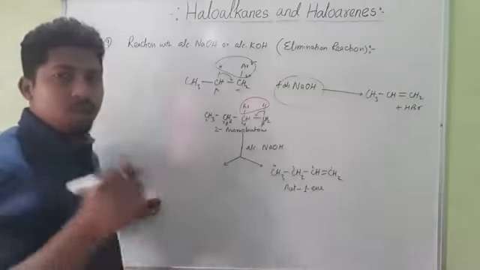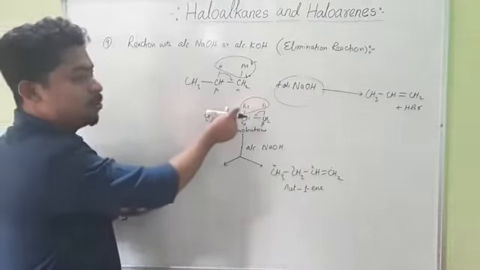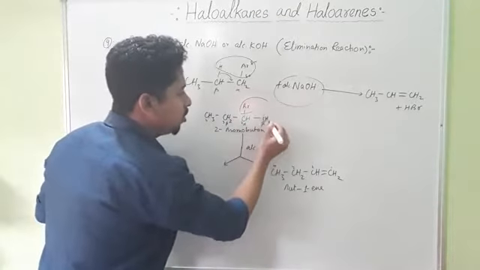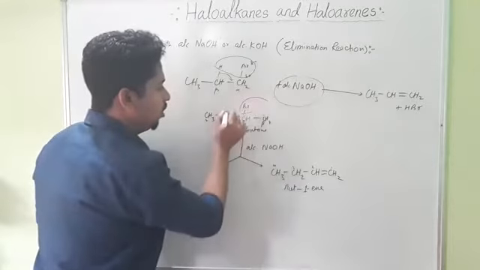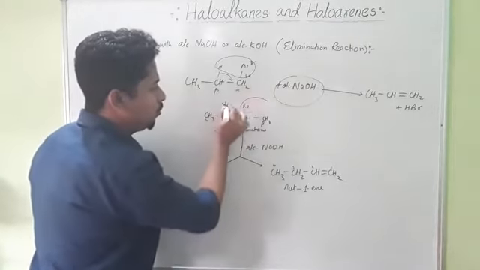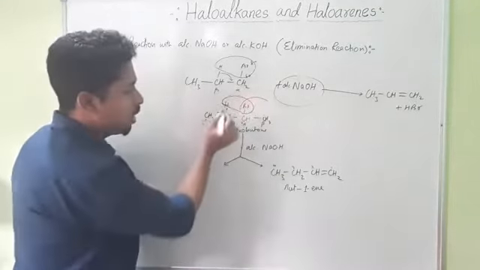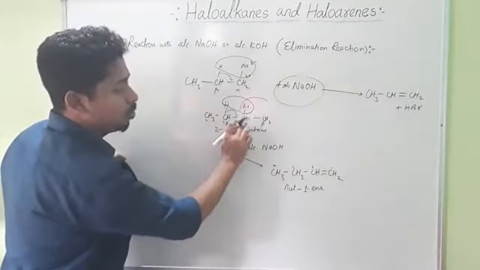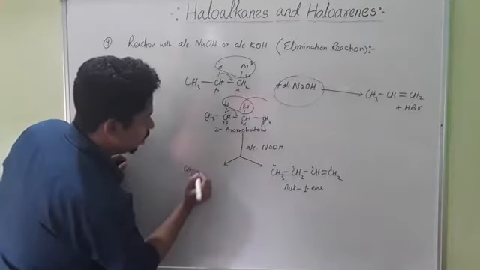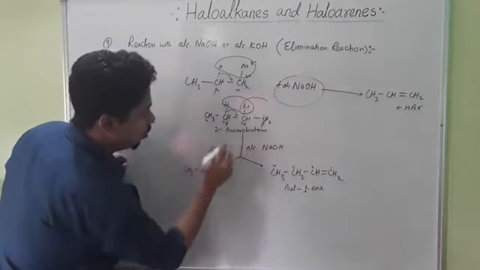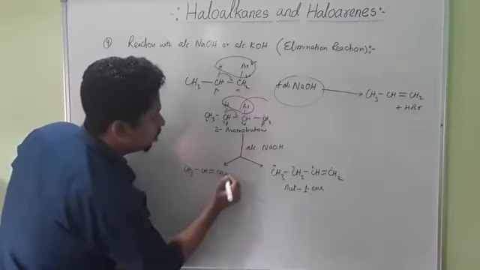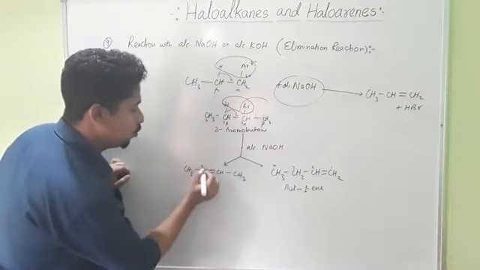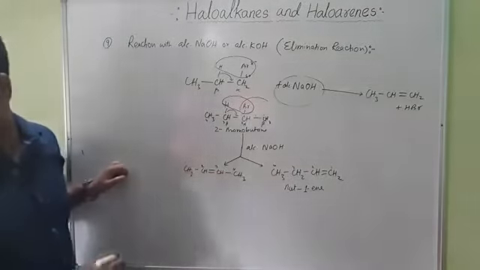Now if this dehydrohalogenation takes place from this middle portion, suppose this is CH3 and we have hydrogen here. So if HBr is removed from this portion, here we will have a double bond. So what we are getting? CH3-CH=CH-CH3. So we are getting but-2-ene, 1, 2, 3, 4.